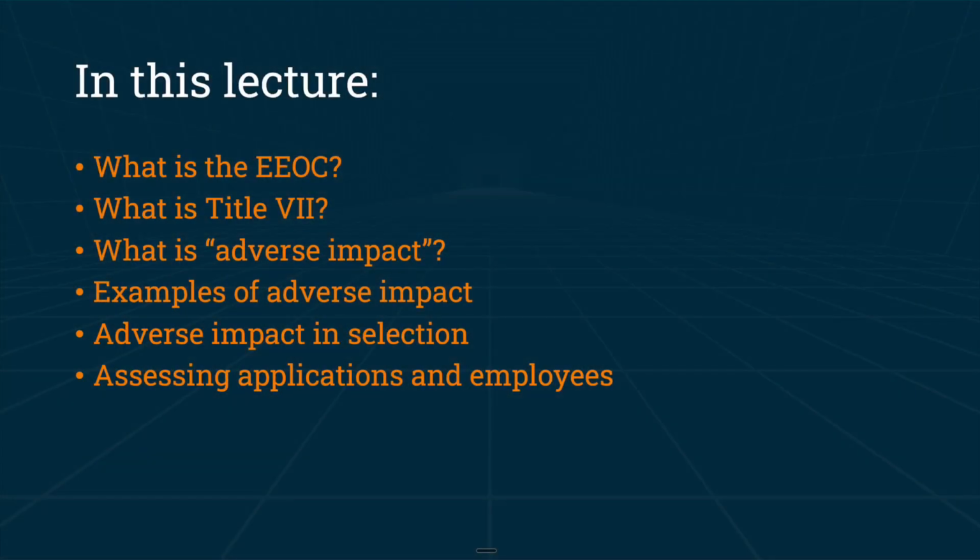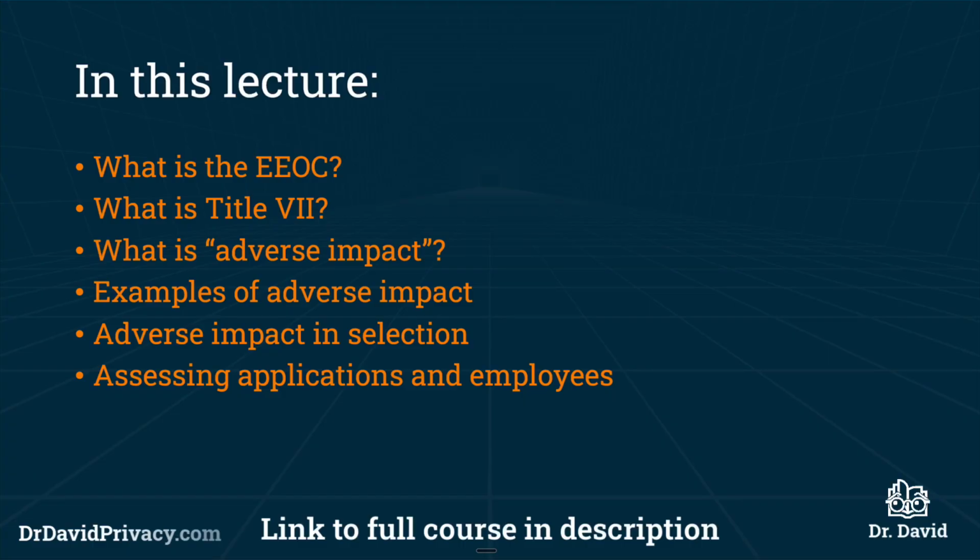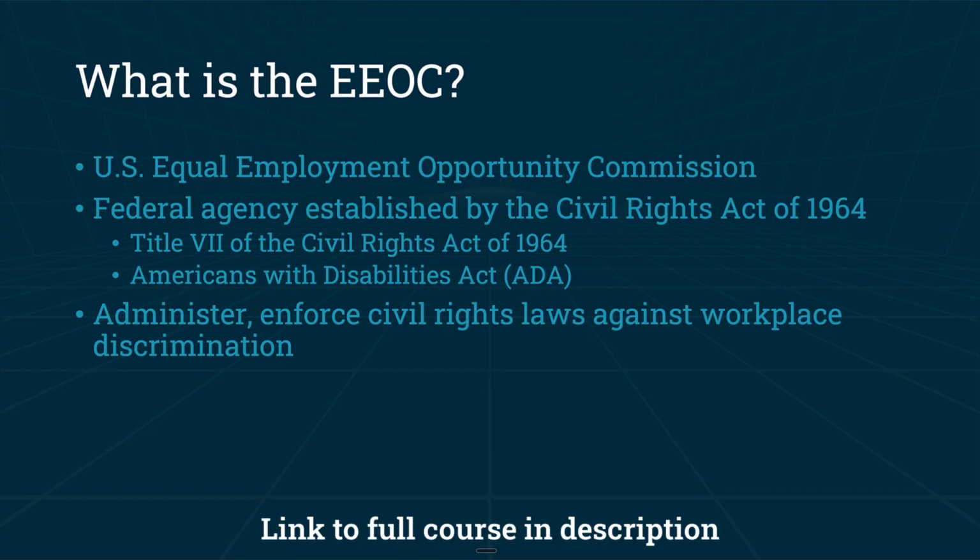In this lecture, we are going to look at the intersection of employment law and AI. We are going to focus on laws in the United States. We will start by defining what the EEOC is, as well as Title VII. An important term to commit to memory is adverse impact, so we will define that and look at examples. We will then look at how adverse impact might actually occur in the real world, and finally conclude with assessing applications and employees.